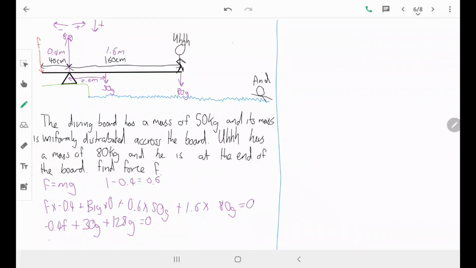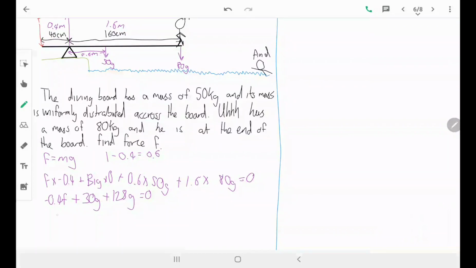Therefore, what I'm going to do is move that up a little bit. We've got our 0.4F. I'm going to bring the 0.4F to the other side by adding it, and we're going to group these, 30 plus 128. So 30 plus 128 is 158g, which equals 0.4F.